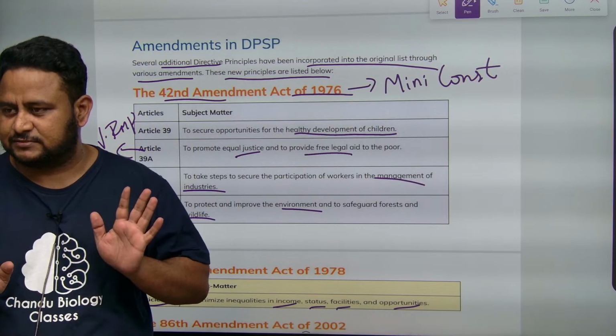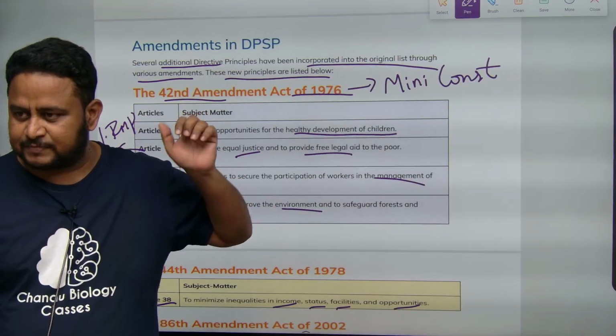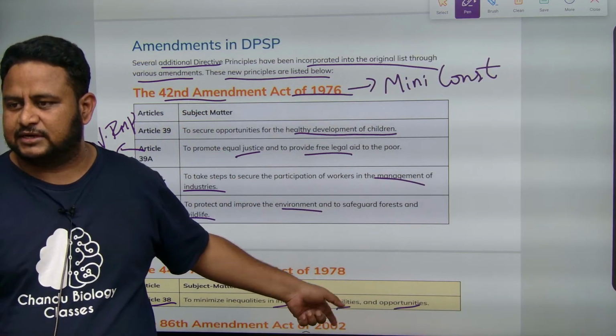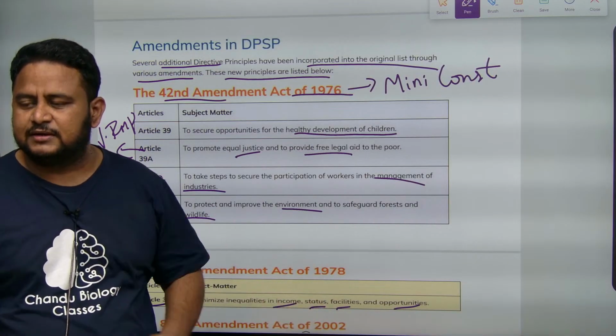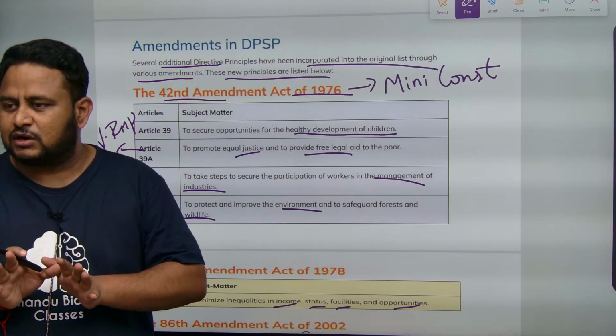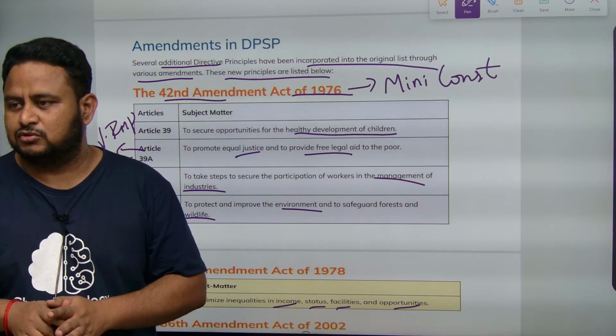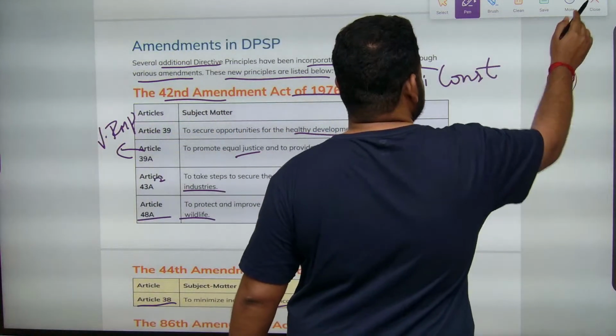Minimize inequalities. Article 38 I already told in some other subject matter. Along with that you have to remember this. You will link to that and remember this. Article 38 is talking about minimizing inequalities. So for that, what should the state do? It should pass laws to reduce inequalities. Got it? So let us see some other amendments.